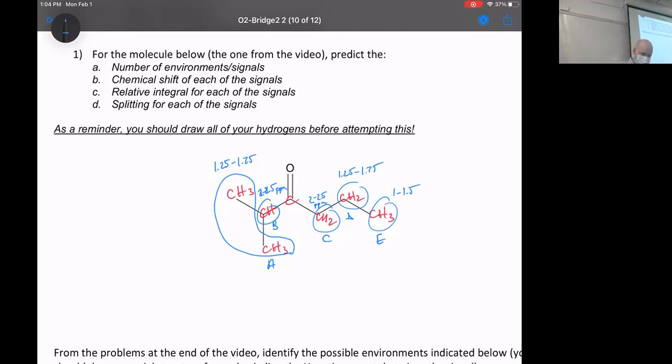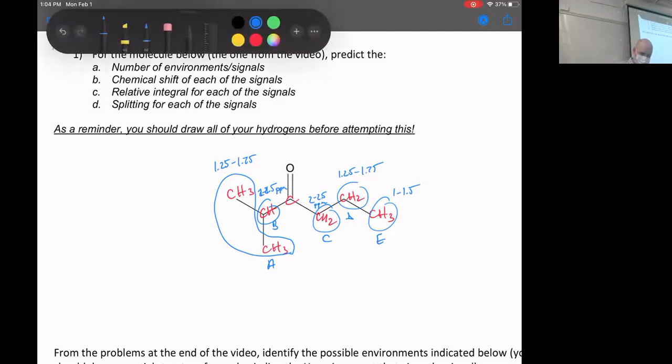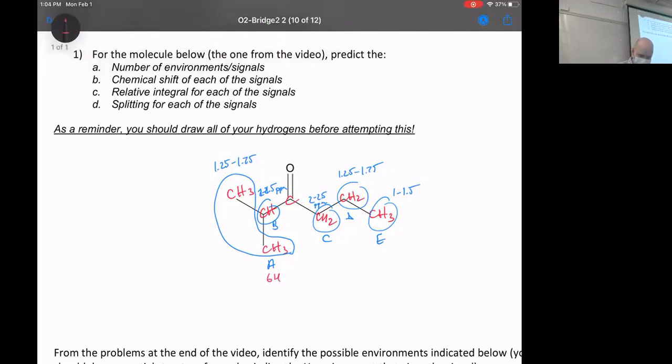The next thing is the relative integral. That is hopefully pretty straightforward. That's just the number of hydrogens in the environment. So this is 6H, 1H, 2H, 2H, and 3H.